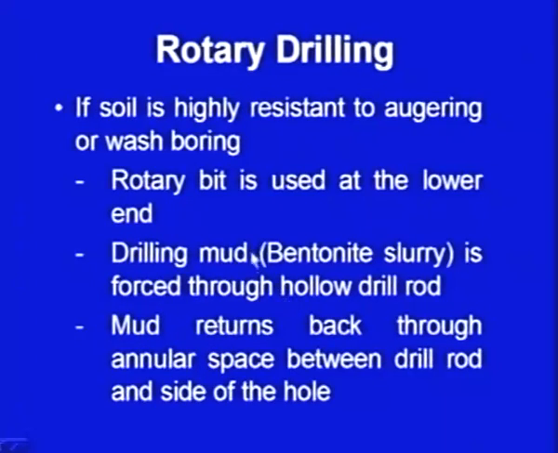If the soil is very tough, it is highly resistant to augering or wash boring, then a rotary bit can be used at the lower end, and drilling mud, bentonite slurry, is forced through the hollow drill rod. Then mud returns back through the annular space between the drill rod and side of the hole.